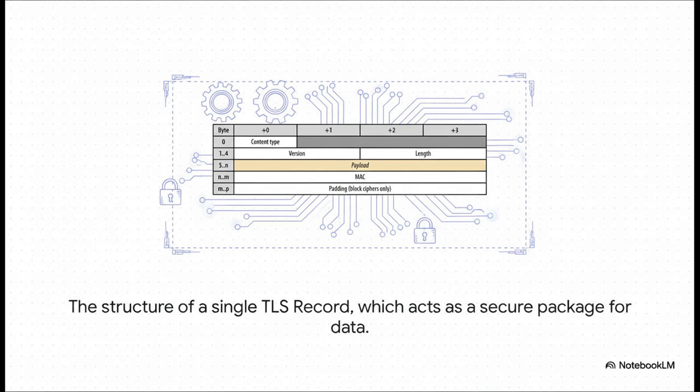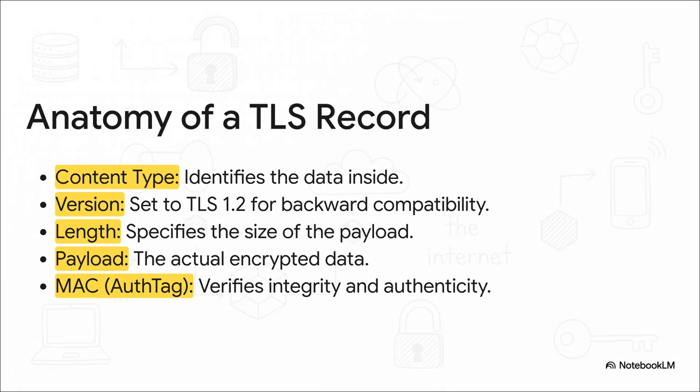This is what a single TLS record looks like on the inside. It might look a little intimidating, but trust me, every piece has a simple, logical job. Let's pull it apart and see what's inside. So let's just walk through this. First up, you've got the content type. That's just a little label saying what's inside. Is it your data, an alert, what?